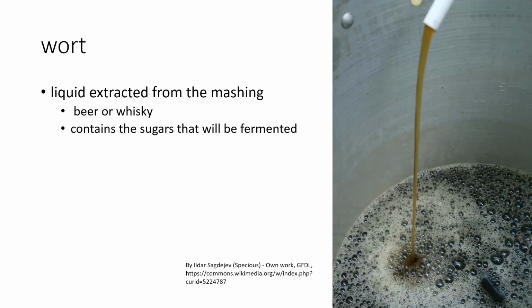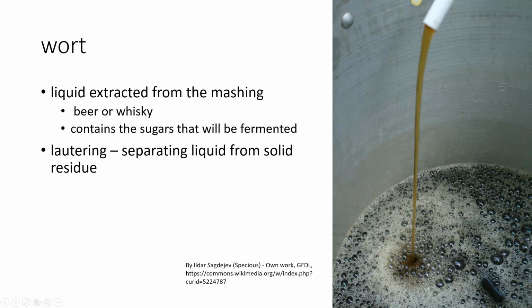They drain it off. This looks nothing more than tea. It's got color in it, it's got sugars in it. It is ready then for the next step in the processing. We have what we call lautering, which is a separation of the liquid from the solid residue. We want the liquid part and not the solid residue. The solid residue can be dried down, it can be used for animal feed, it can be used for a lot of things. We're looking at getting the liquid that can be then used for the production of beer.